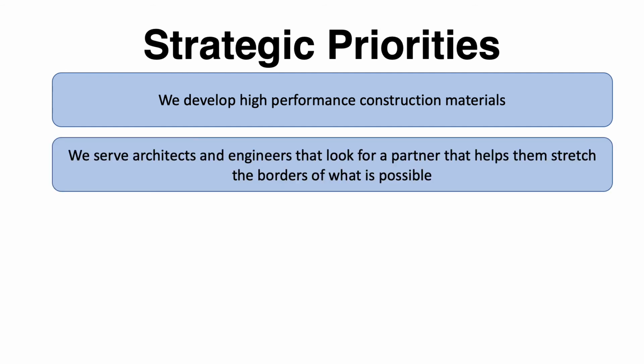Second, this one focuses our attention on our target. Who can we serve very well with an advantage? Remember the wording of clause 4.2 of ISO 9001-2015. It is not the customer that picks you. He may have the last word, but the first one is yours. Picking the right customer is the first step in a profitable relationship. So, we serve architects and engineers that look for a partner that helps them stretch the borders of what is possible.